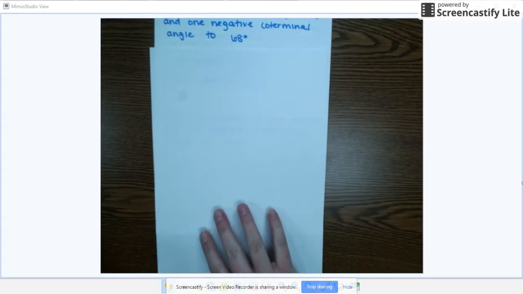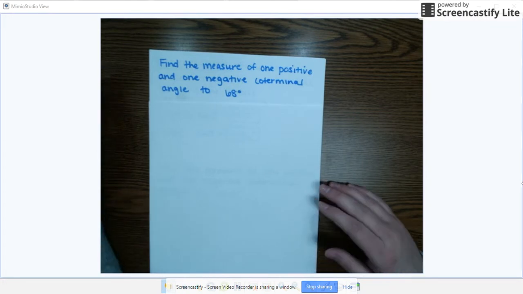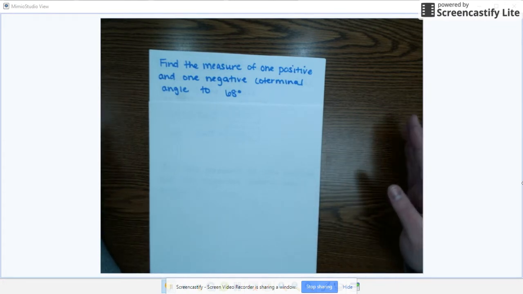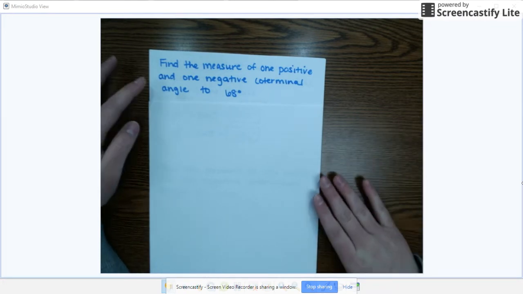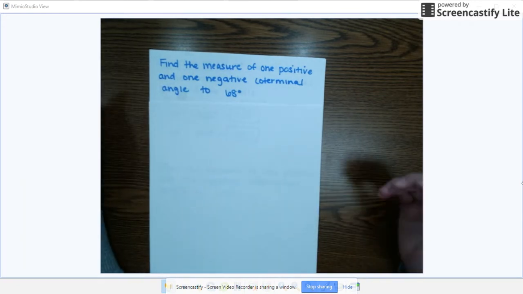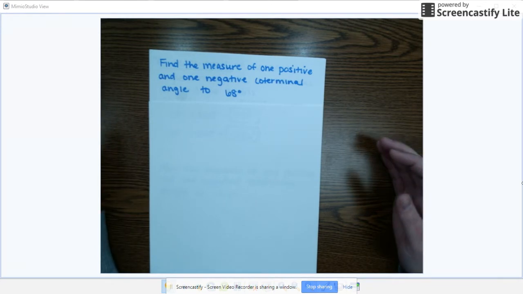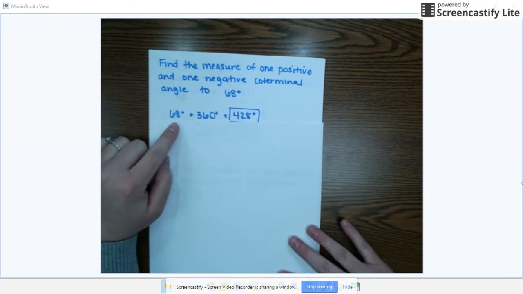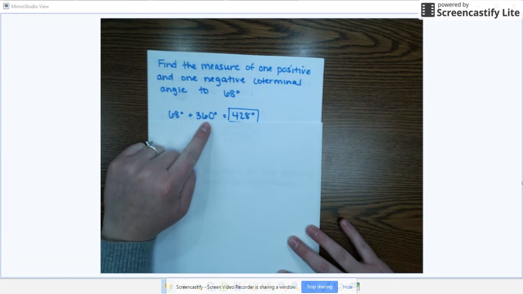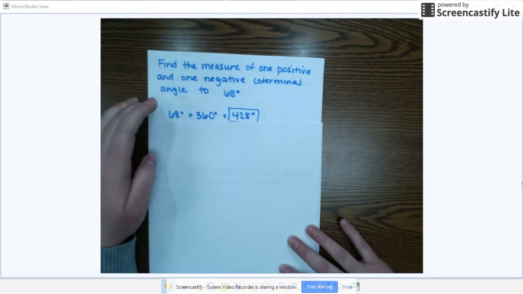You'll be asked to find different coterminal angles. A lot of times you'll be asked to find one positive and one negative for a particular degree measure. So our angle is going to be 68 degrees. One positive coterminal angle would be if we completely get around the axes again. So we would add 360 degrees. We take 68 degrees plus a full revolution, which is 360 degrees, and that gives us 428 degrees.